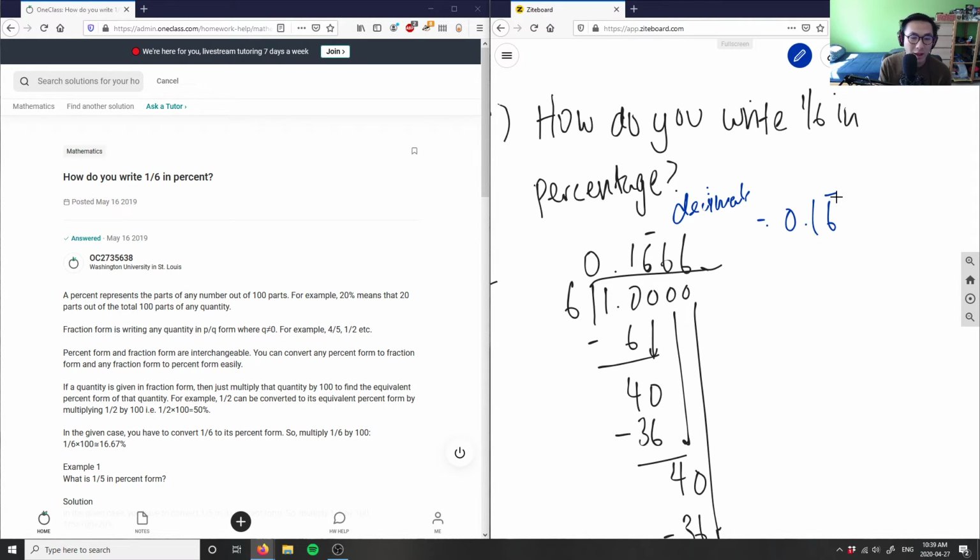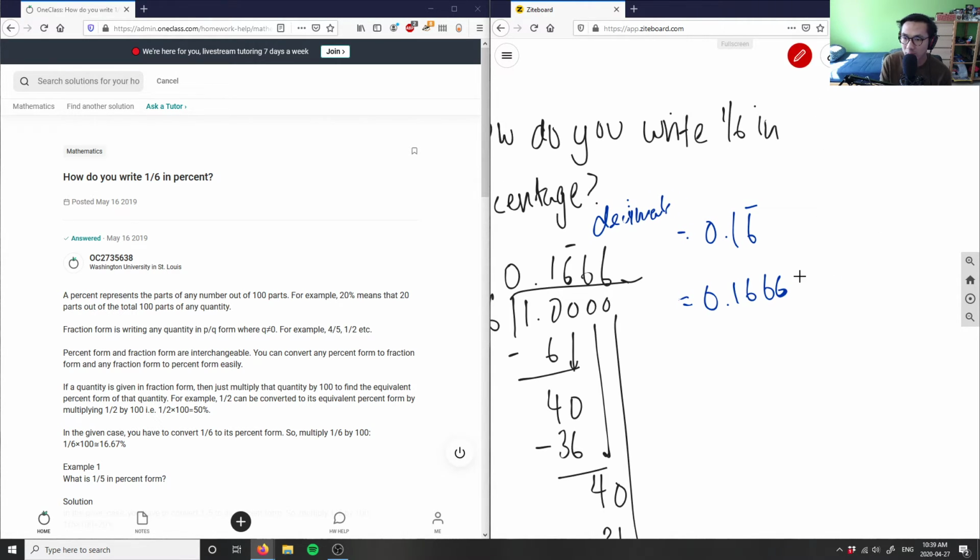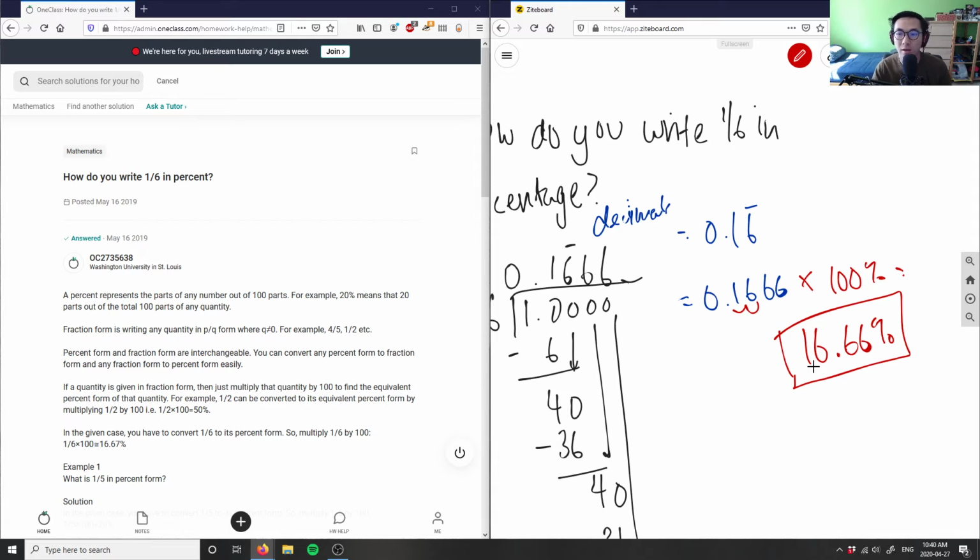So basically what I have here is I can say it's 0.1666, right? In order for us to convert this to percentage, what we're going to have to do is multiply the decimal by 100%, right? So I can move the decimal place 1 and then 2, so my new number here is 16.66%, and this here will be my correct answer. 16.66% is 1/6 in percentage. So this solution is correct as well.